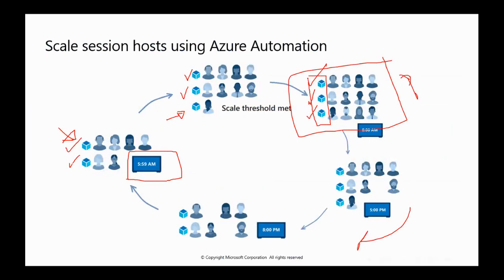Whenever this peak time is over and I do not have as many users as I had at that time, the automation or the scale goes down, and after this user leaves, I come back to 2 host pools instead of 3 host pools. Okay, this is the automation of the scaling in or the scaling out.